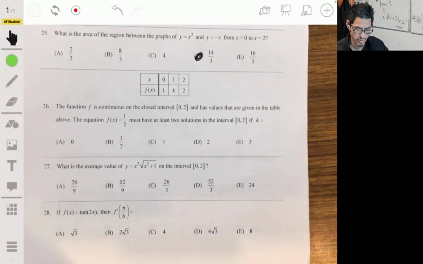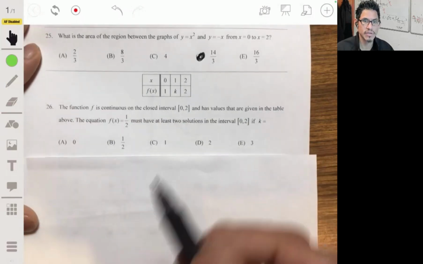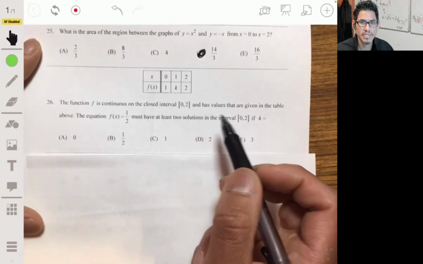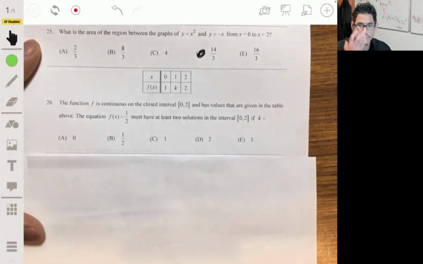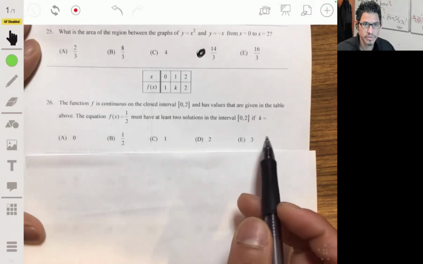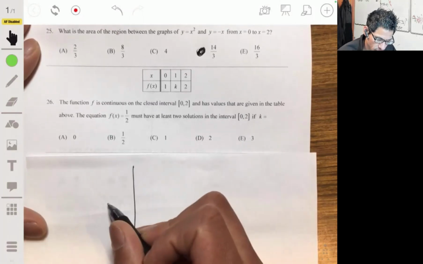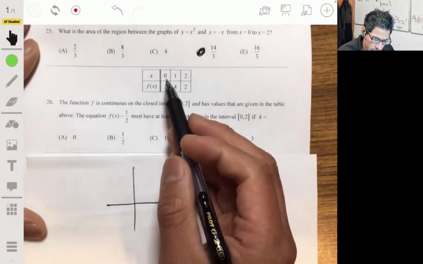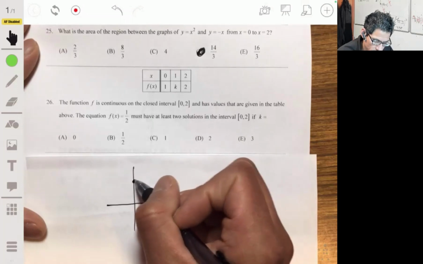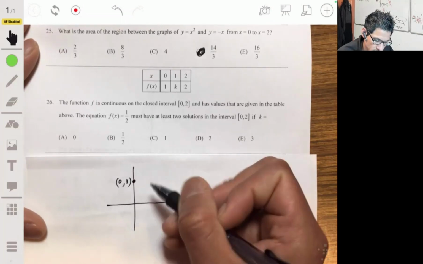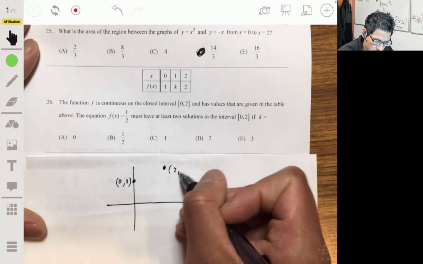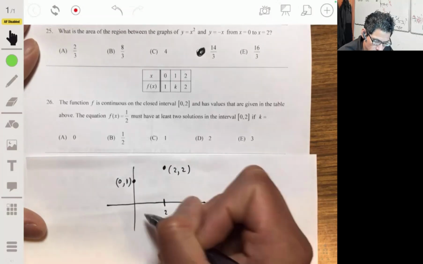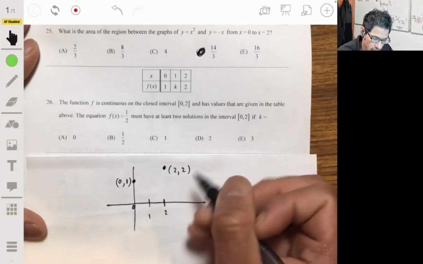26. Function f is continuous on the closed interval 0 to 2 and has the values given in this table above. The equation f of x equals 1/2 must have at least 2 solutions in the interval 0 to 2 if k equals. Okay, so what I recommend is to draw a visual. We know that at 0, f of x is 1, so we have the point 0, 1, and we have the point 2, 1. We want to figure out what's going on at 1.